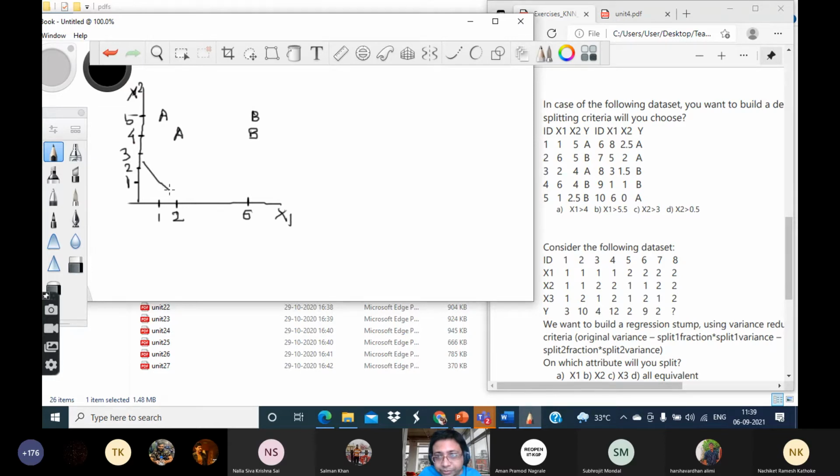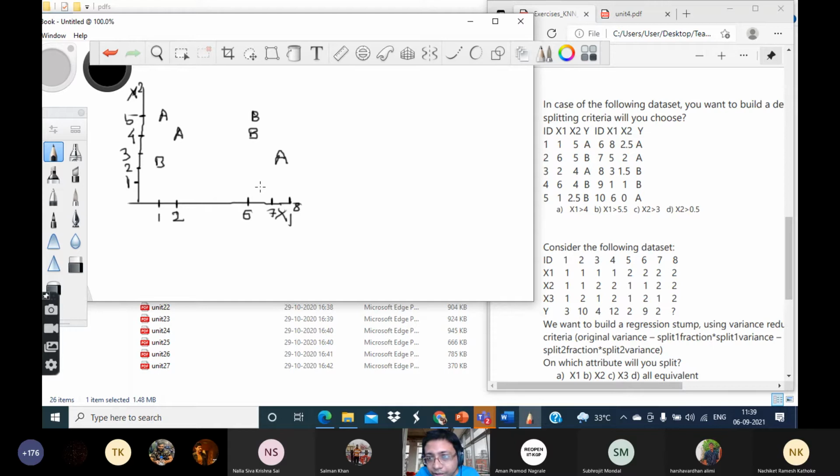The fifth point is 1, 2.5. So it is somewhere here, and its label is B. So I write B here. Sixth point is saying 8, 2.5. So here is 8, and here is 2.5 again, and the label is A.